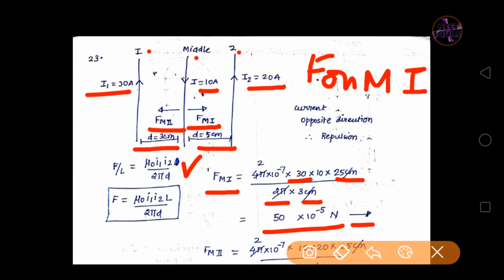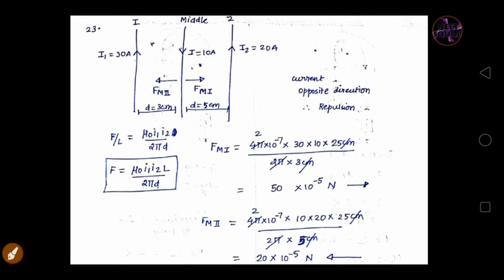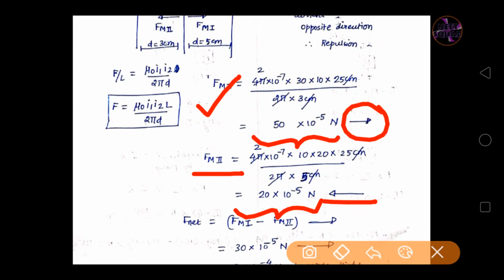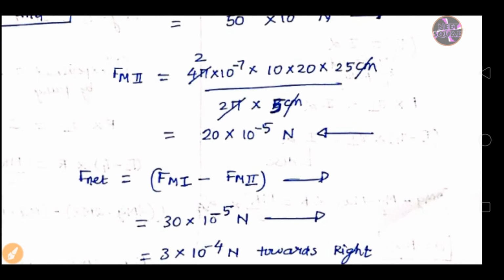What is the direction? This is the direction towards right. Similarly calculate for the second wire, and this is the direction towards left. So now which is greater in value? Obviously F_m1 is greater, so the final direction would be towards right. This is the final direction.